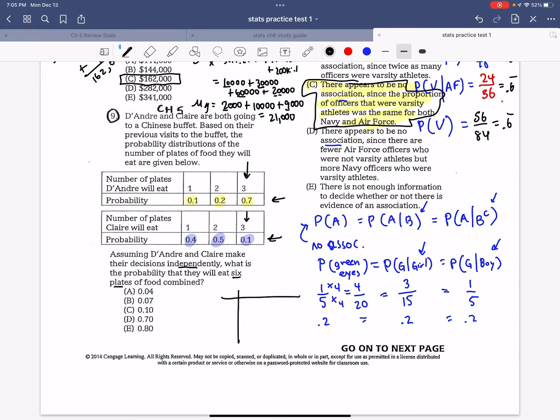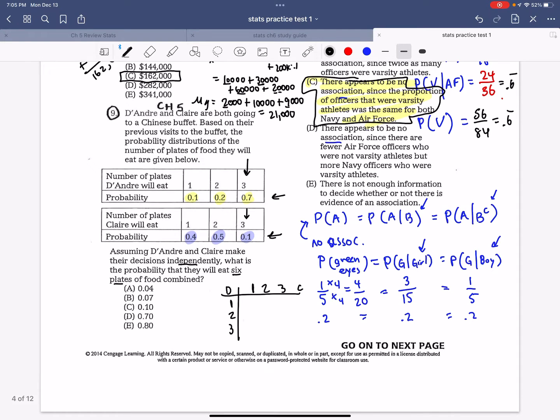Now, this would have been a much harder question if they asked about a combination. So if DeAndre only happened to eat one plate of food, and Claire ate one plate of food, that's a total of two plates. Total of three, total of four, total of three, total of four, total of five, total of four, five, and six.